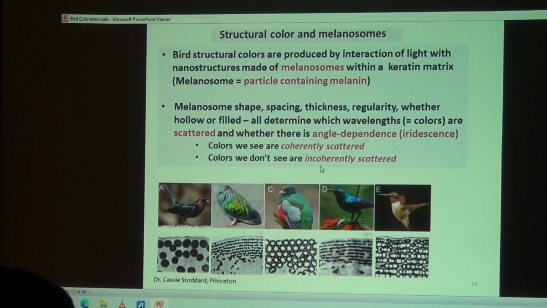An extreme example of this is the magenta gorget of, let's say, a ruby-throated hummingbird. At one angle it looks magenta, at another angle it looks black. That's kind of an extreme example. That is iridescence though. More often the angle dependence is very slight, and that's where you see shimmering or iridescence, such as in a peacock's feather.